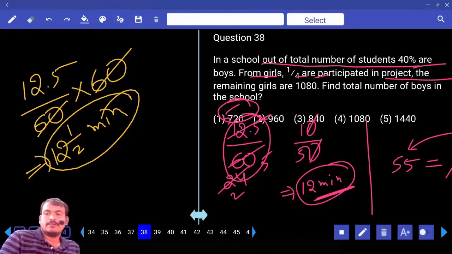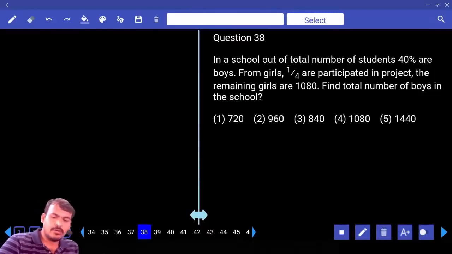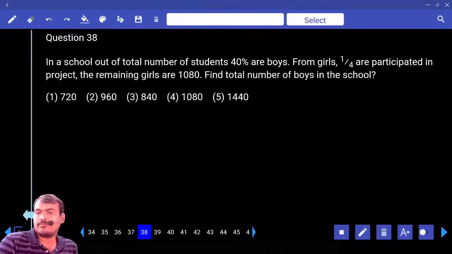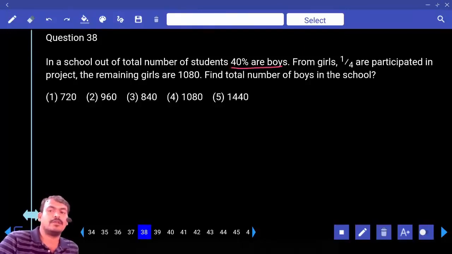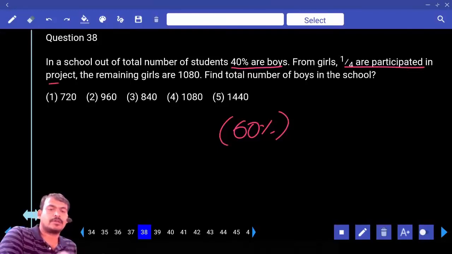Next, 38. In a school, out of a total number of students, 40% are boys. And from girls, 1/4 participated in a project. The remaining girls are 1080. Find the total number of boys in the school. Suppose total students are 100%. In that, boys are how much percent? 40%. Obviously the remaining 60% are girls. Out of 60%, 1/4 are participating in a project.